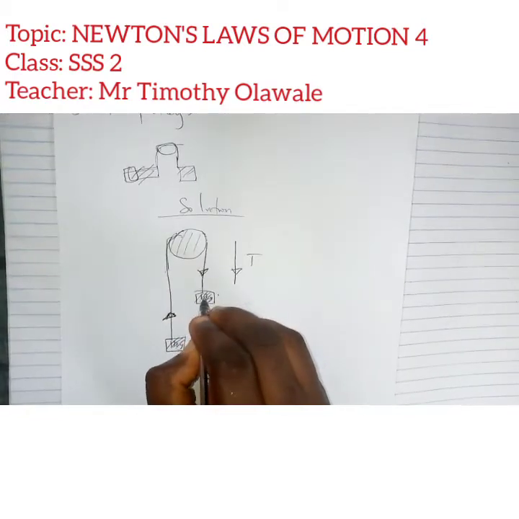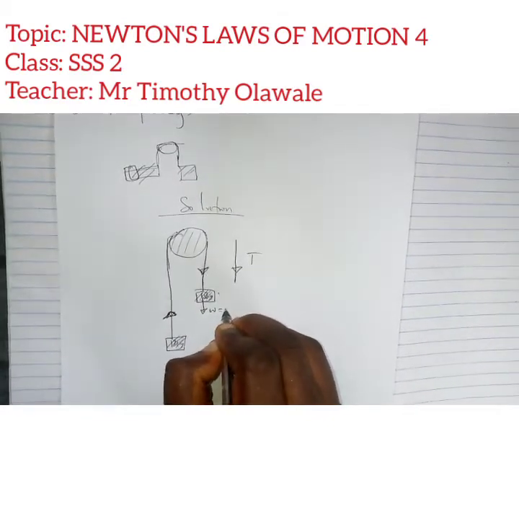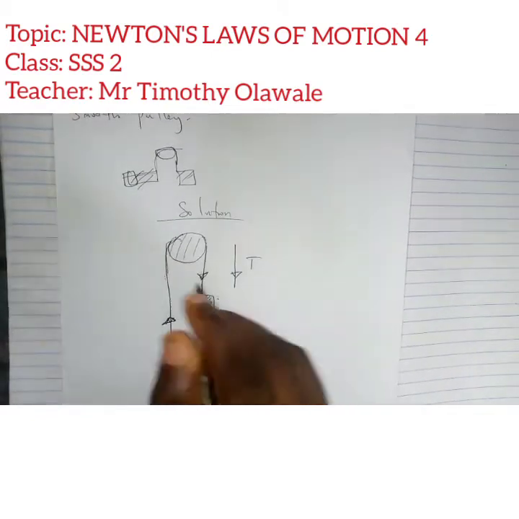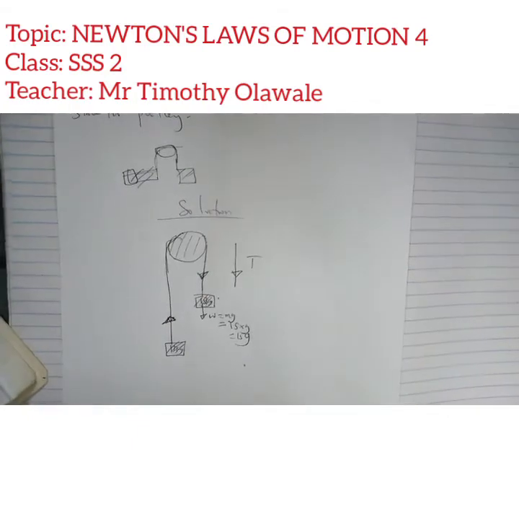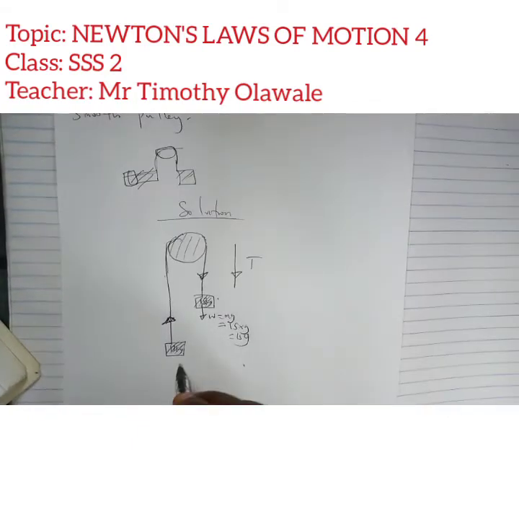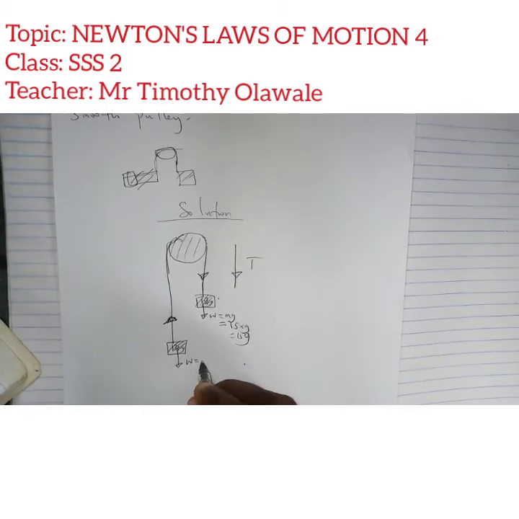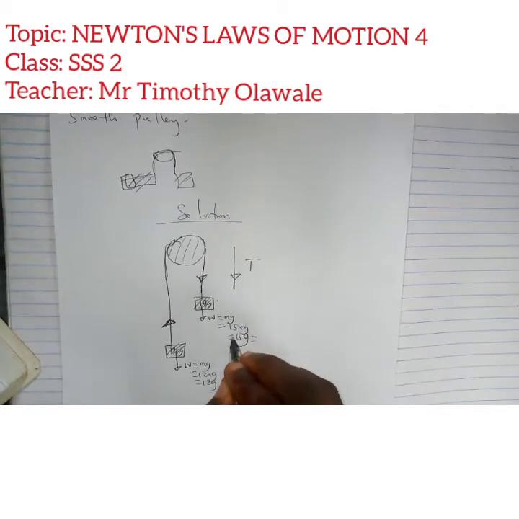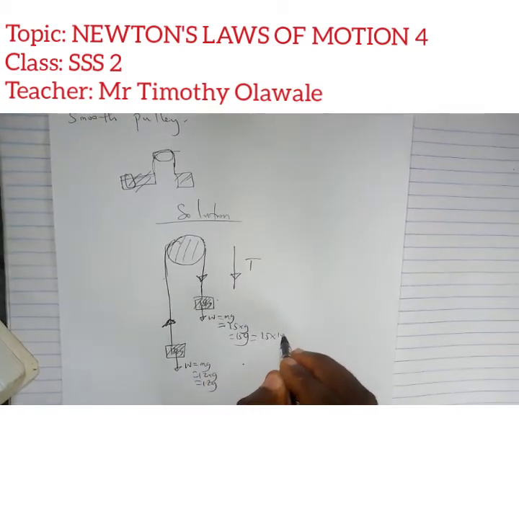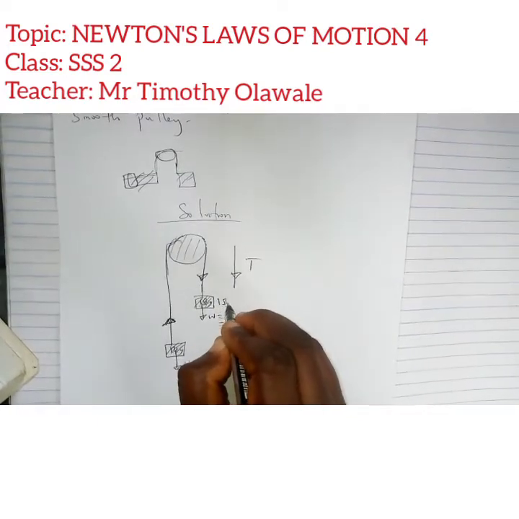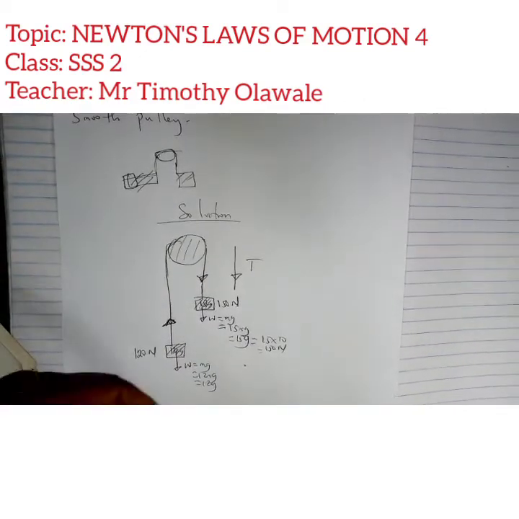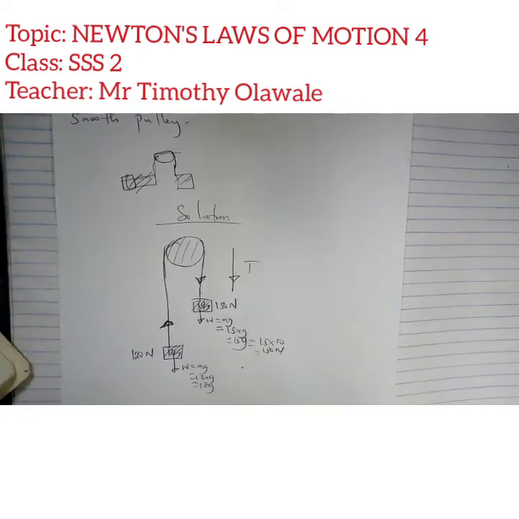Remember that on this 15 kg there is a weight. Weight is mg, so the weight here is 15 times g, which is 15g. Remember, g is 10 or 9.8 meter per second square, depending on what we are given. There is also a weight here, 12 times g, which is 12g. If g is 10, 15 times 10 is 150 newton, while the weight here is 120 newton. Remember that weight will act down.